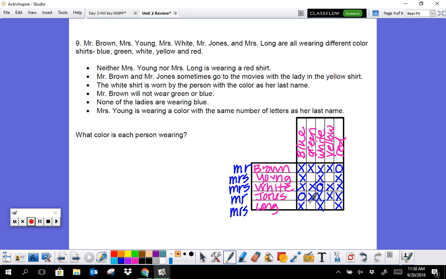And the last one says Mrs. Young is wearing a color with the same number of letters as her last name. So Young has 5 letters, which means she must be with green.